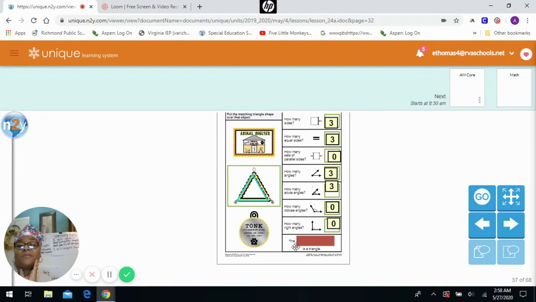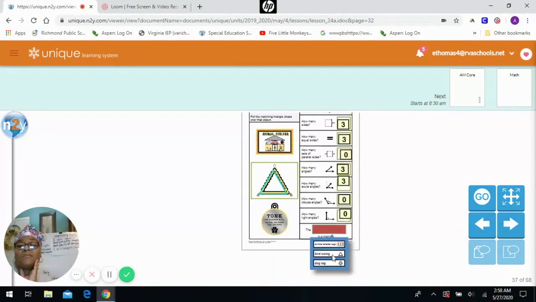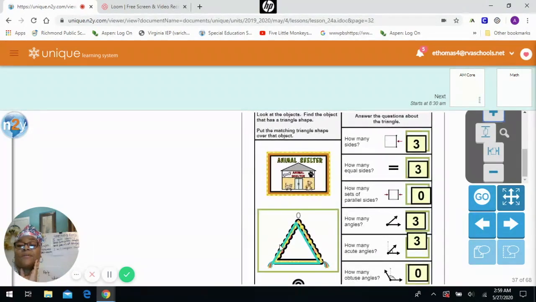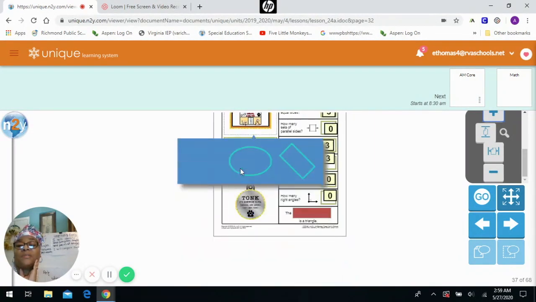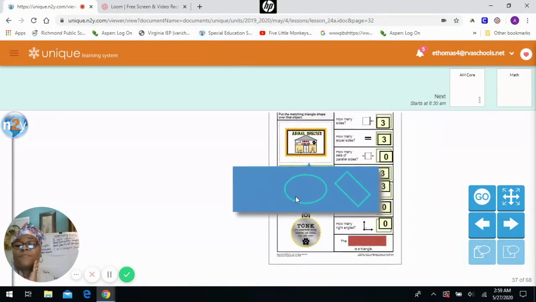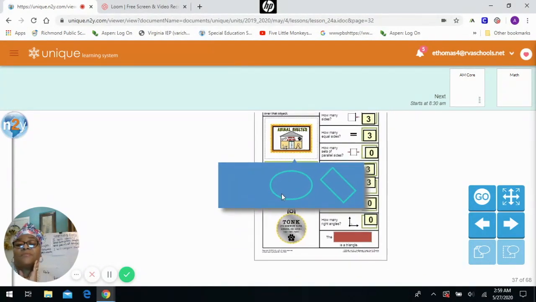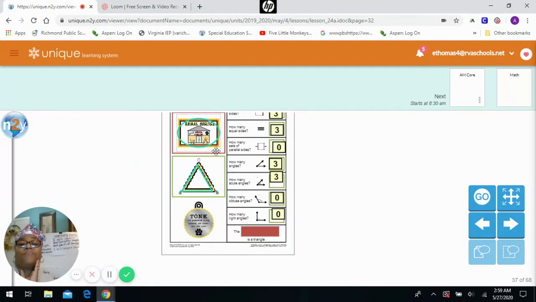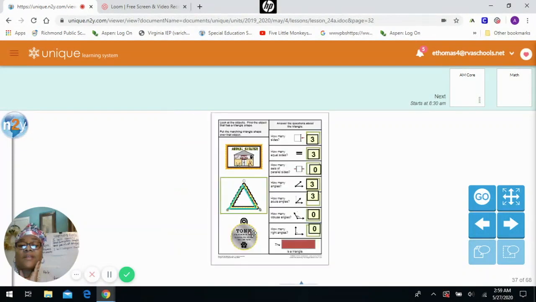Oh, uh-oh, wait a minute. Something went in there. All right, gotta move it around so we can see. Uh-oh, oops. Come on, thing. I don't want you over there. All righty, let's click that.